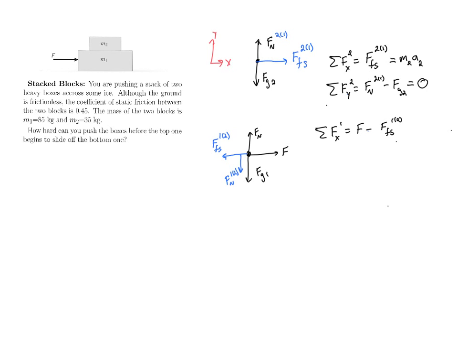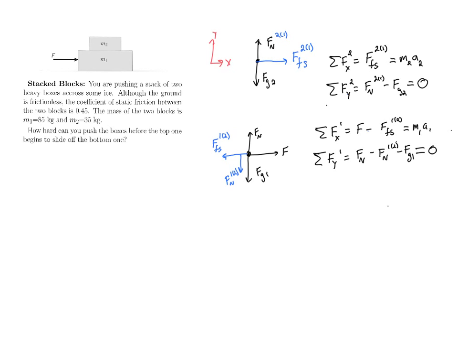The sum of the forces in the x direction on the bottom block is the pushing force minus the force of static friction from the top block. That thing is accelerating, so the sum of the forces is going to be equal to its mass times its acceleration. And finally, in the y direction on the first block, we have the normal force pushing up, the normal force from the top block pushing down, and the gravitational force pulling down. There is no acceleration in the y direction, and so this thing is equal to 0.